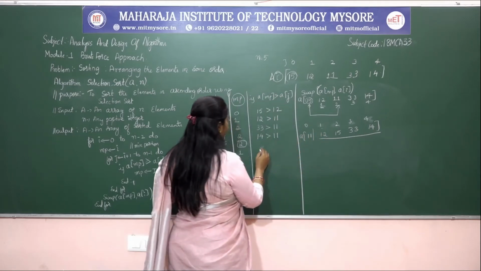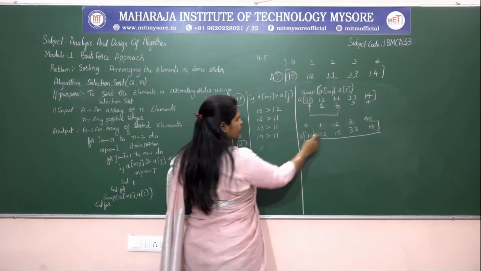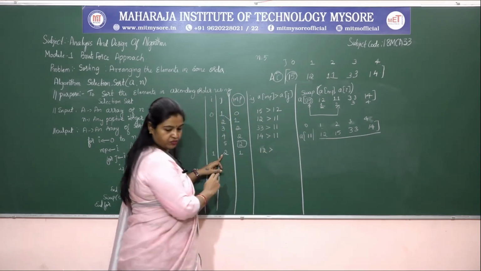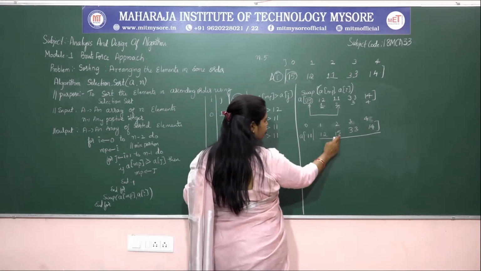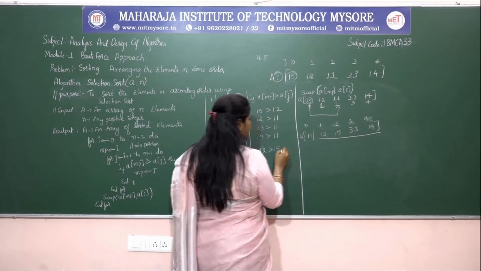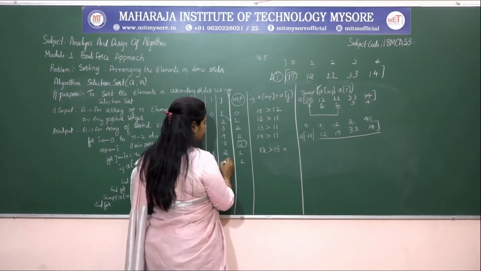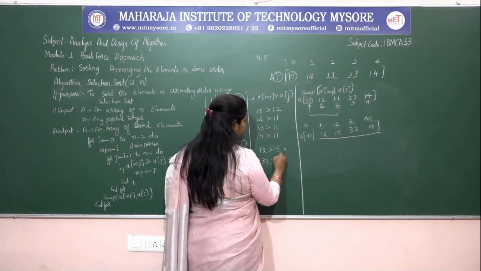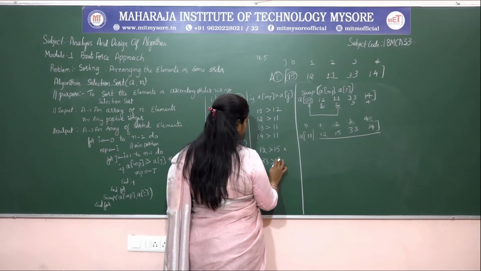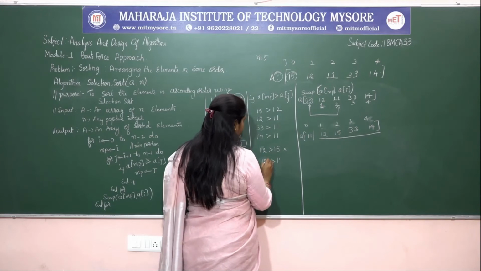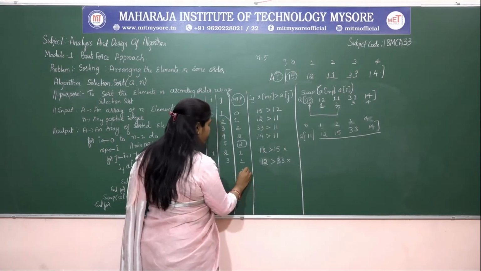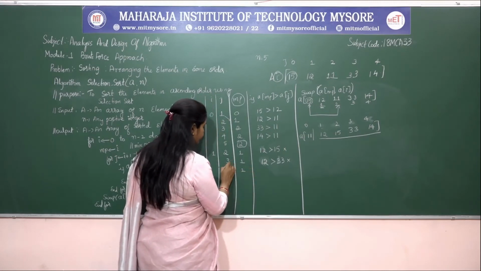Now we need to compare with the minimum position value. What is the minimum position value? That is 12. 12 is greater than the jth position value. J position is 2, the second position value is 15. Is it true? This is false. So MP will be as it is. So your J gets incremented, J is 3. So the third position value is 33. 12 greater than 33. This is also false. If it is false, MP will be as it is and then J gets incremented to 4.